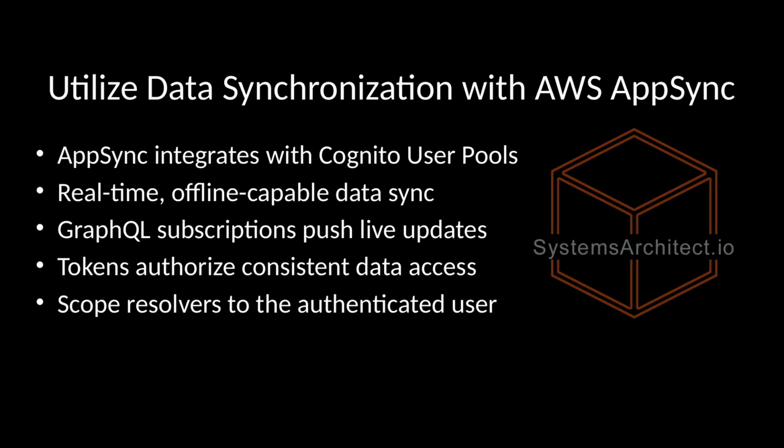AppSync's GraphQL subscriptions push updates to connected clients as soon as data changes, using Cognito-issued tokens for consistent access rules. A good practice is to scope AppSync resolvers tightly to the authenticated user's own data.